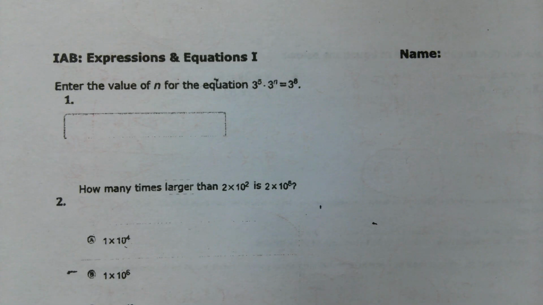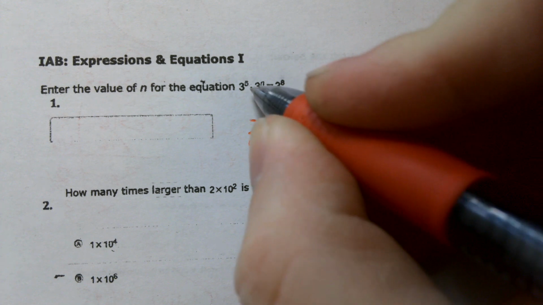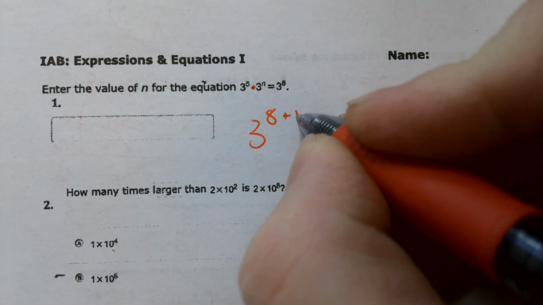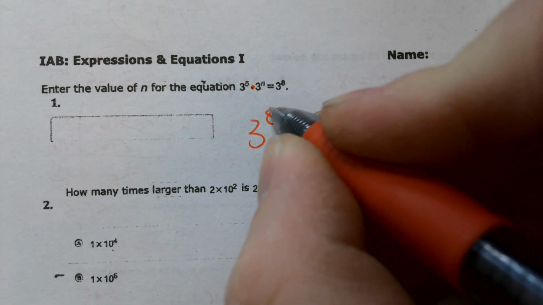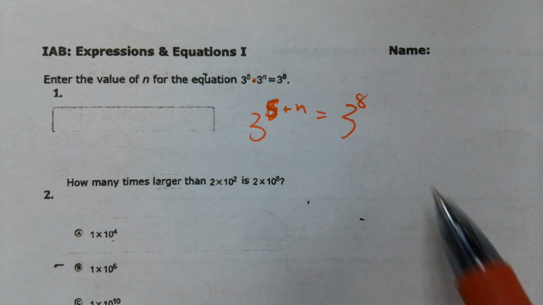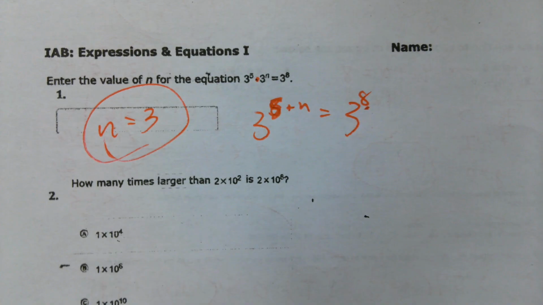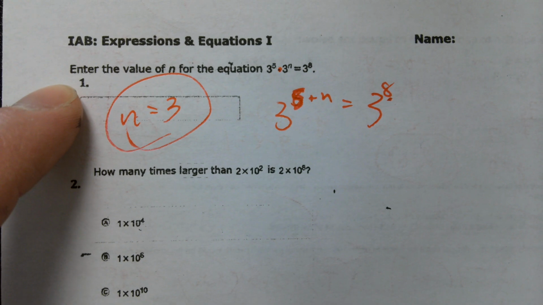So those are the 3 big rules. Then we add in product bases and blah, blah, blah. We're not going to worry about that, okay? So if I look at number 1, it's saying 3 to the 5th times 3 to the blank equals 3 to the 8th. Well, if I'm going to do the product rule, I would add my exponents together. So 5 plus what is going to give me that new exponent of 8? 3. Give me a thumbs up if you got that right. N is equal to 3. Nice.